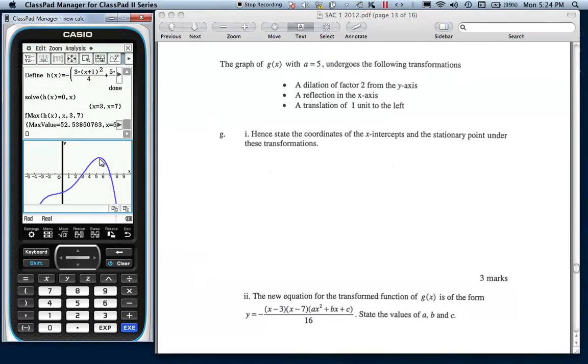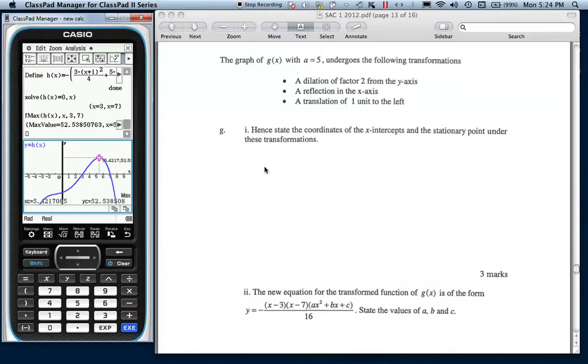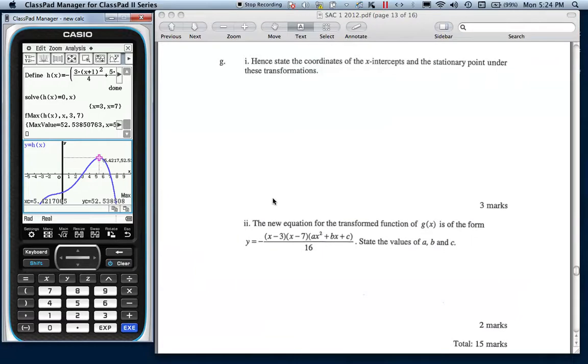This is a graph of h of x, and we could use G-Solve to give us the maximum, and there it is, 5.42 and 52.539. That was G part 1, and G part 2 looks for a new equation of the transformed function of g, but it's in this form.